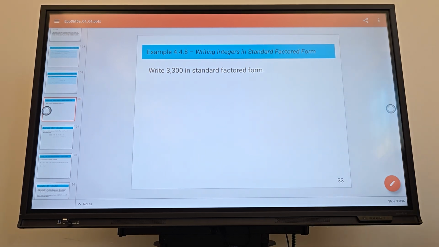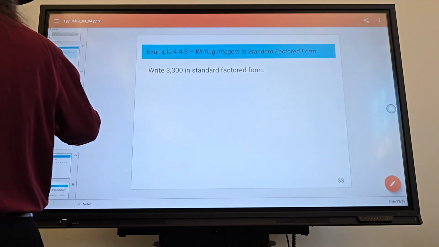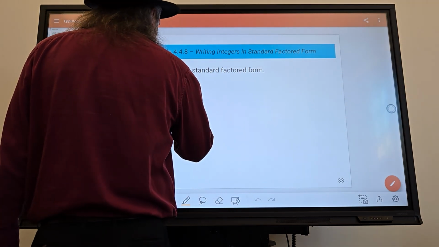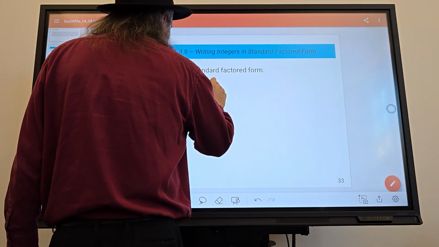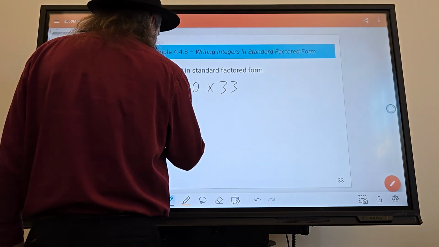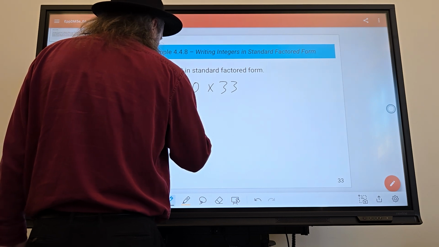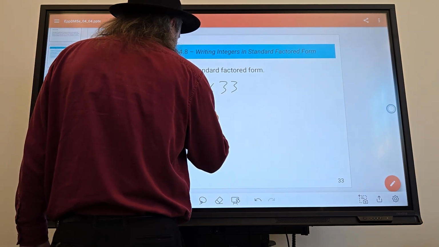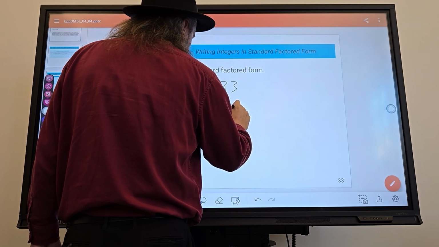Write 3,300 in standard factored form. That would be 33 times 100, or 3 times 11. Let's see if the board will cooperate with me today. So it would be 100 times 33, and then 10, 10, 3, 11.